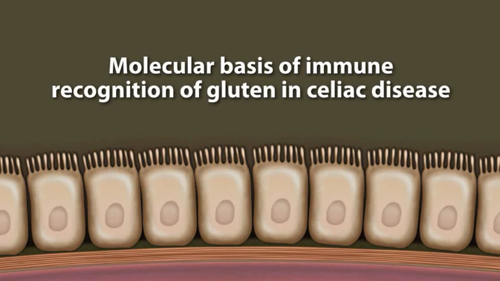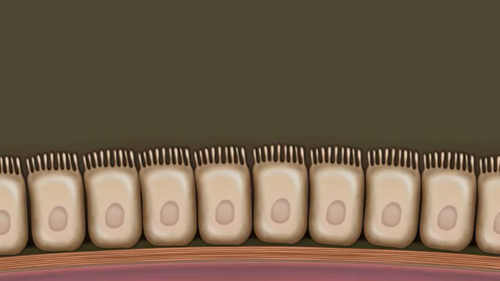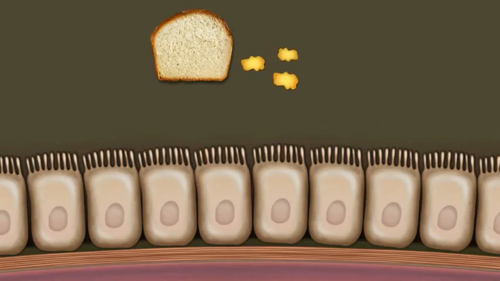The molecular basis of immune recognition of gluten in celiac disease. Gluten is the collective term used for a family of related cereal storage proteins in grains of wheat, barley, and rye. A distinctive feature of gluten proteins is that nearly half of the amino acid content is accounted for by just two amino acids, glutamine and proline.